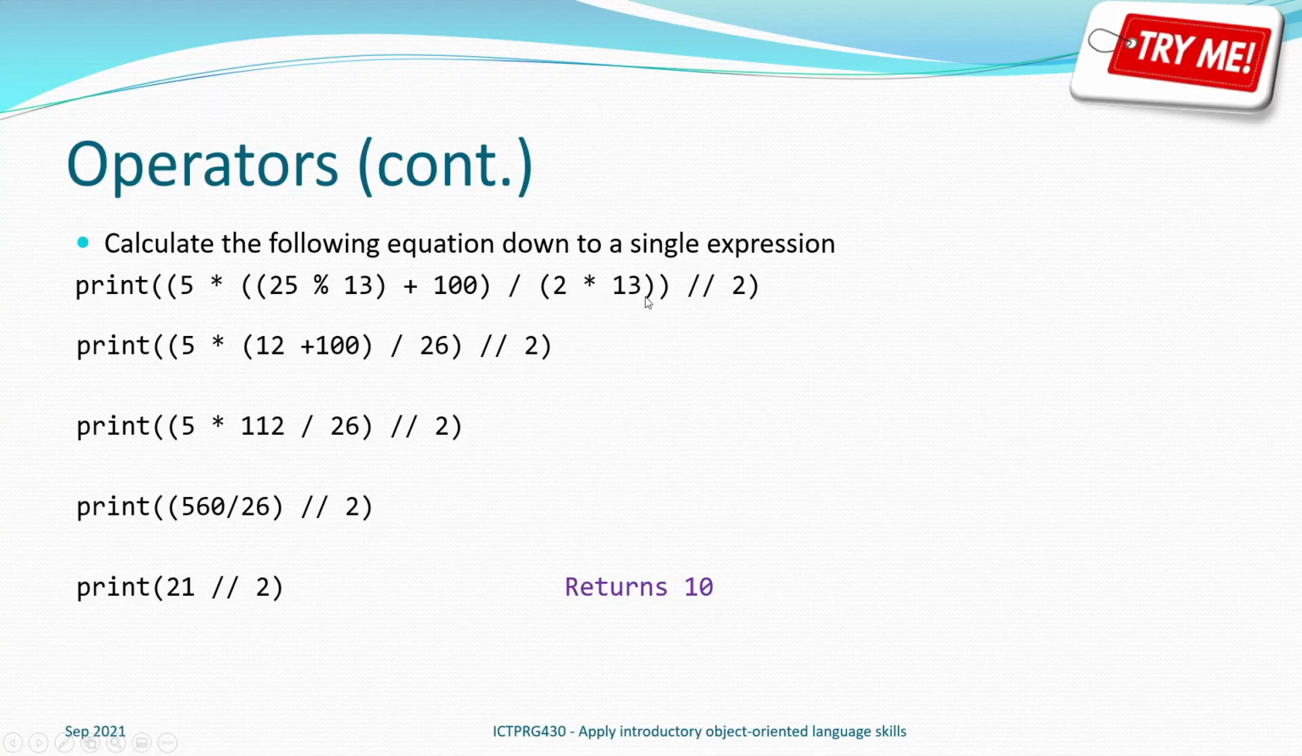And to eliminate this set of brackets, 2 times 13 is 26. Close off the bracket. Then eliminate this one, is 112. Then what comes first, the multiplication or the division? Multiplication, then the division, and that resolves to 21 floor division of 2, which returns 10.